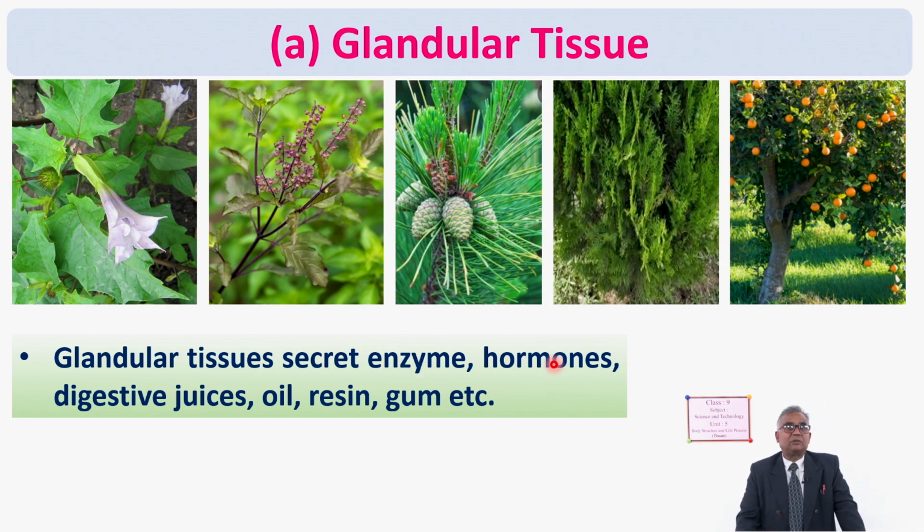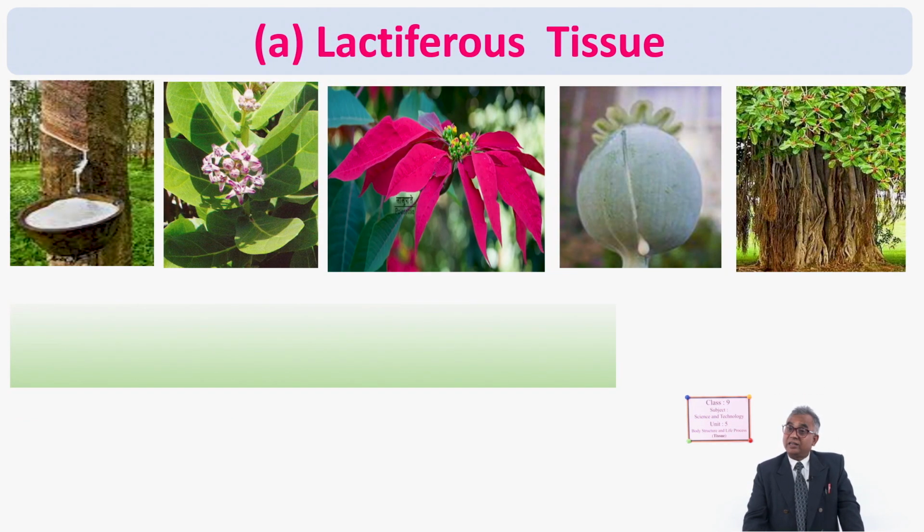Hormones which are responsible for growth of organisms, digestive juices which help in digestion, oil, resin, gum, they are very similar. So these things are secreted by these glandular plants. Okay, next is lactiferous tissue. That is the last one.